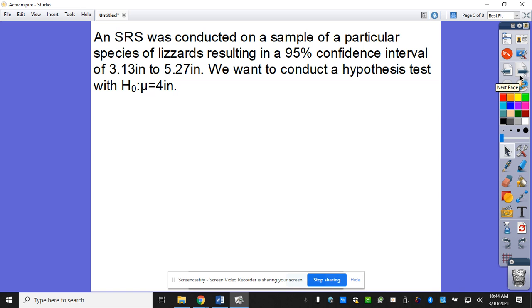A simple random sample was conducted on a sample of a particular species of lizards, resulting in a 95% confidence interval of 3.13 inches to 5.27 inches. We want to conduct a hypothesis test with null hypothesis mu equals 4 inches.